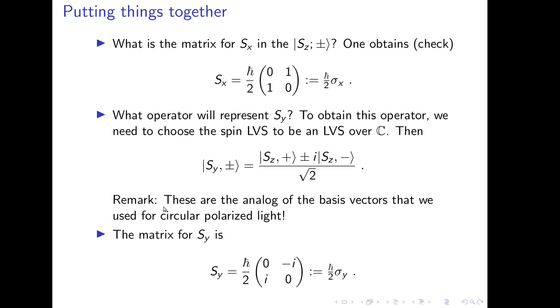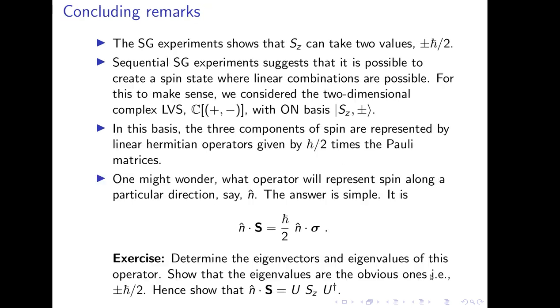And so these are the analog of the basis vectors that we use for circularly polarized light. If you remember, there was a minus. Remember, Sz plus was like e3, and this is like e1. So e1 plus or minus i times something. These two would be like circularly polarized light. And if you work out the matrix for Sy, it's again h cross by 2 times the matrix (0, minus i; i, 0). And this matrix, after you strip it of the factor of h cross by 2, is called the sigma y matrix, or just capital Y.